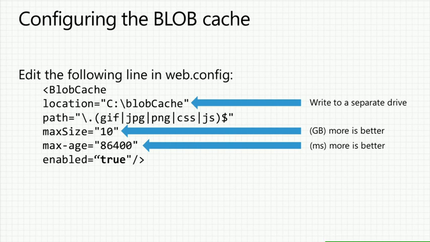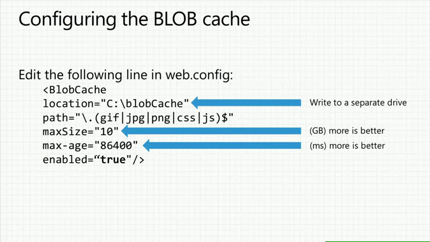Then the maximum age in milliseconds. This is how long to keep things in the cache before they're re-retrieved from the database and overwritten. So the longer we can make this, the better, right? Because then we're not invalidating the cache. But again, this value really needs to be determined on how frequently those items will change. And remember that this value is applicable for all of the types. We unfortunately cannot say for PDFs have this max age, but for CSS have a different age.